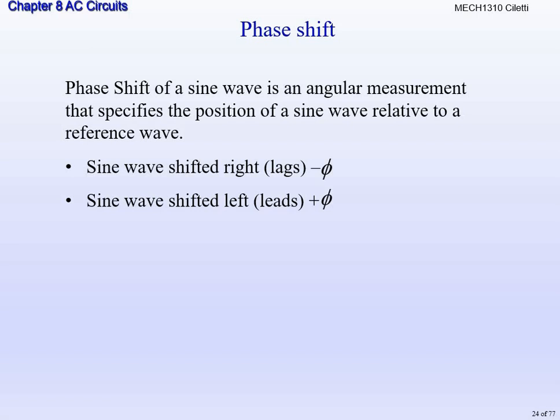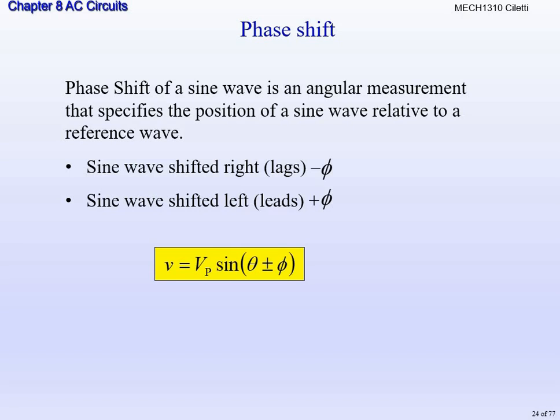So what I want you to think about is in algebra, a parabola is x squared. If you had x minus 2 squared, it shifted the graph to the right. If you had x plus 2 in parentheses squared, it shifted the graph to the left. Same kind of concept here as we talk about phase shift.